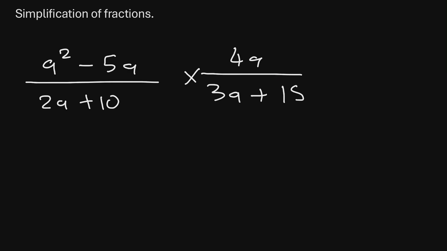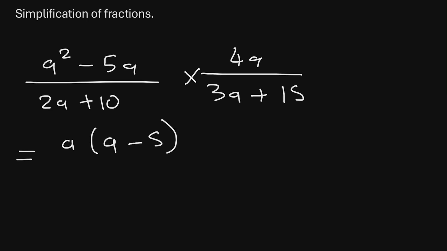Now we can see that at the top we have a common factor which is a. So we're going to take out a as a common factor. And then this is going to simplify to be what? a squared divided by a, that's going to be a. And then negative 5a divided by a, the a will cancel out, and we're going to be left with negative 5.